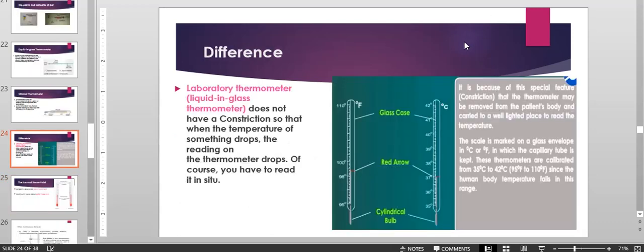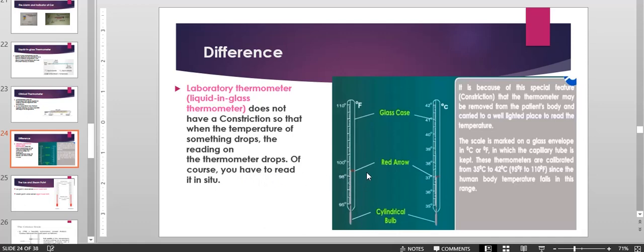So as we have discussed now, the constriction has been added into the clinical thermometer while it is not present in the other liquid in glass or laboratory thermometers. These laboratory thermometers do not have a constriction, so when the temperature of something drops, the reading on the thermometer drops. Of course, you have to read it in situ.